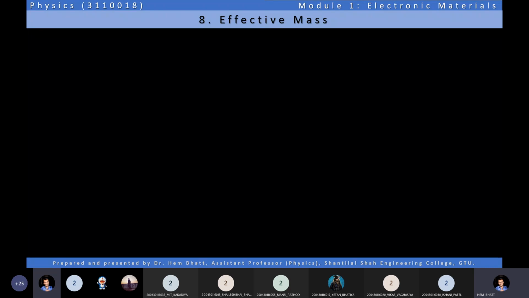So from the name itself, do you get any idea what an effective mass term should be meaning?